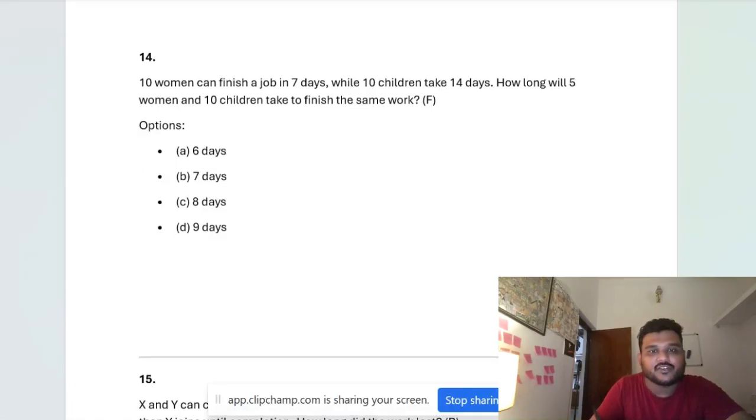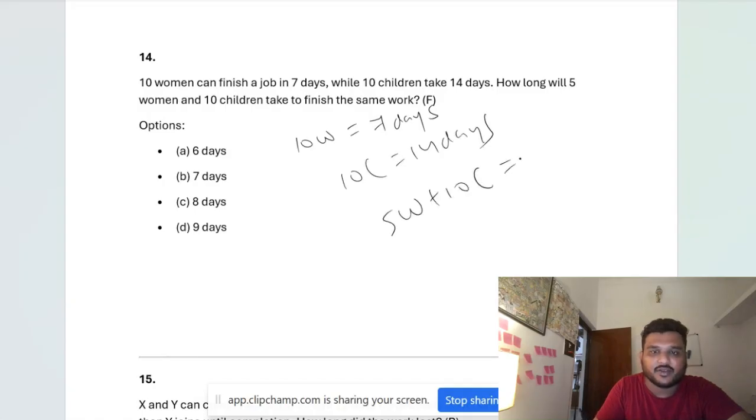10 women can finish a job in 7 days. Now this is a different type of question. I will just write the information as it is. 10 children take 14 days. How long will 5 women and 10 children take to finish the same work? Okay.